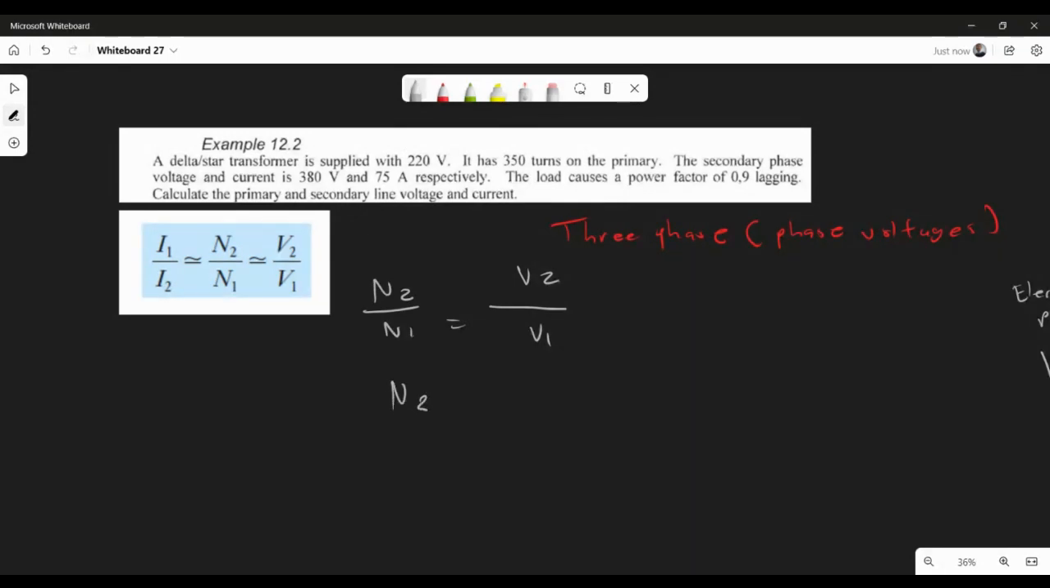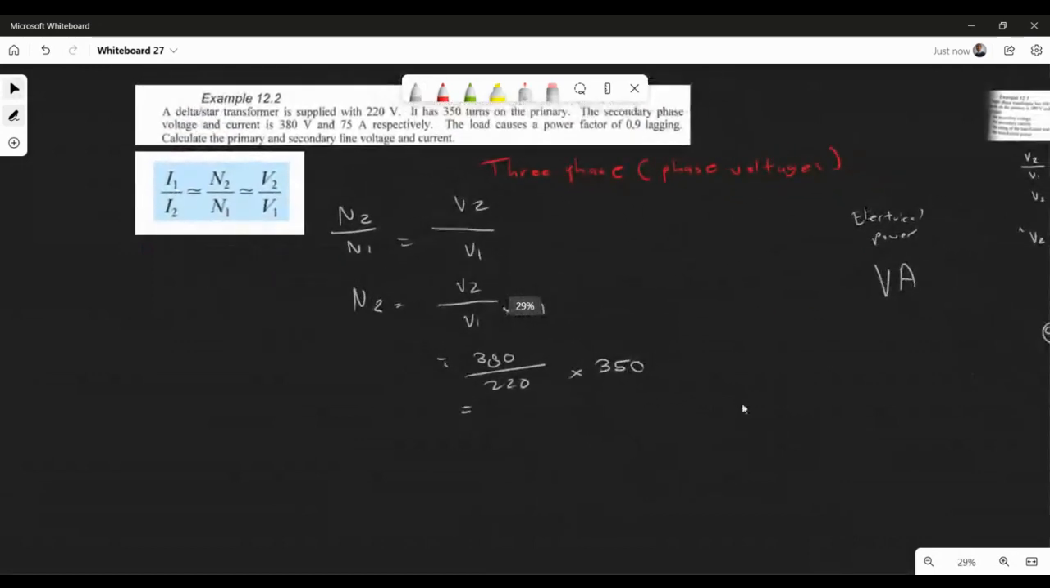So let's work out the turns of the secondary. That's going to be V2 over V1 times N1. In this case, that's 380 over 220, step up, and we were given N1, which is 350. Cool. So what do we get? What's N2? What's my secondary turns? Obviously, my turns should be more. It's a step up transformer. So 605.545.